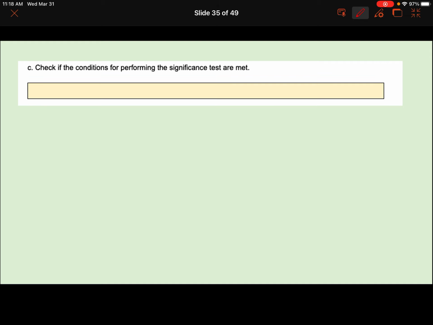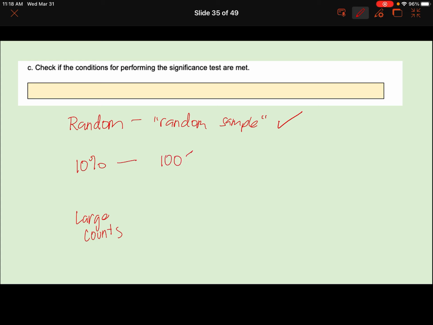All right, so we're going to check for our conditions. There are 3 of them. We have to check for random, we have to check for 10%, and we have to check for large counts. All right, so random, let's see, it does say random sample in the problem. So we got that. All right, for the 10% condition, our sample is 100. That is less than 1/10, or 10%, of all students.